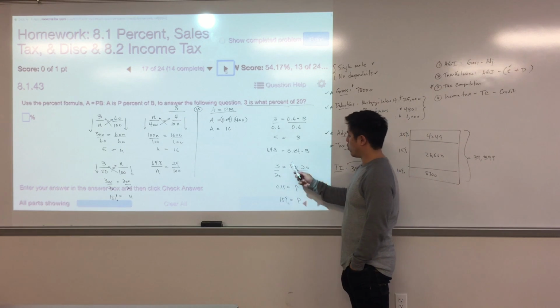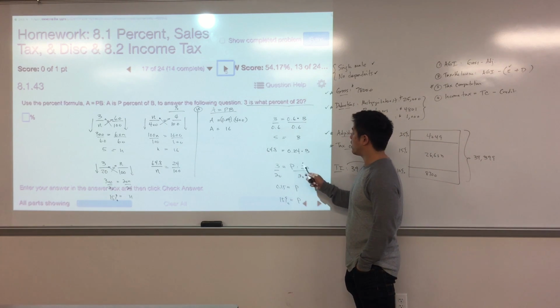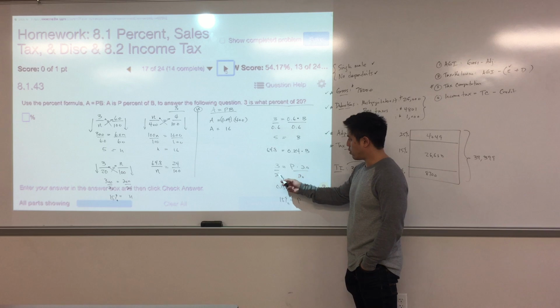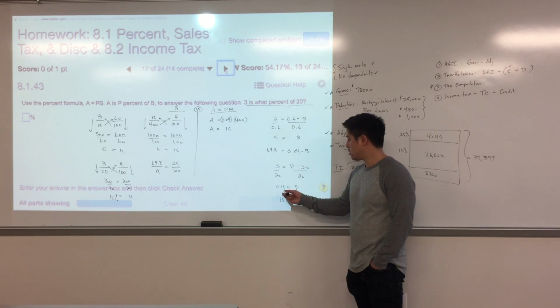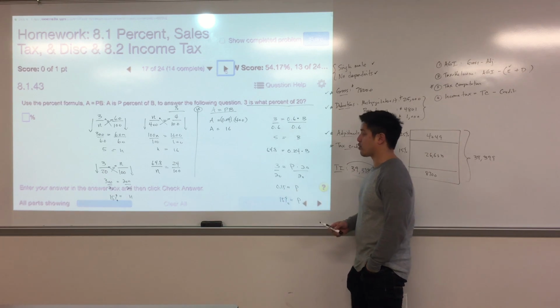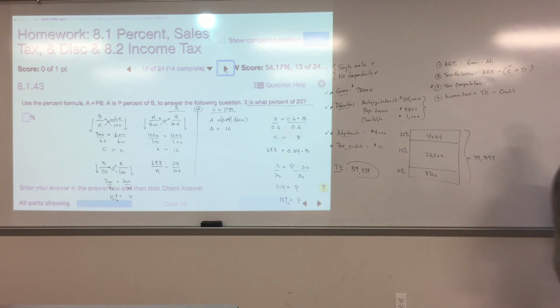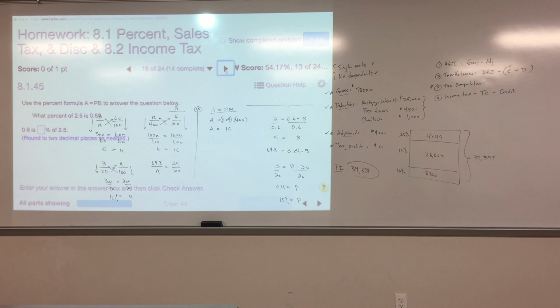3 is what percent? P is always the percent of 20. Divide by 20. 3 divided by 20 in your calculator is 0.15. And so when we move the decimal 2 to the right, that's 15%. Same thing. So maybe you like proportions. Maybe you like the formula. It doesn't really matter so long as you get them correct. Okay? Are we okay with that?